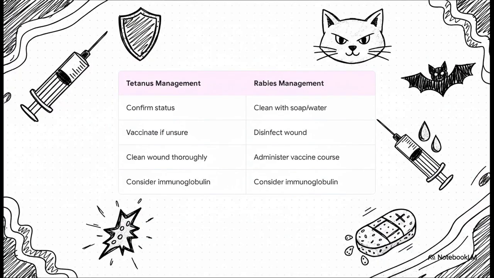Now let's compare the tetanus and rabies protocols. They're both important, but they're handled differently. For tetanus, since our patient's status is unknown, he's going to need a vaccine dose. For rabies, even though he's been vaccinated before, guidelines say he still needs a post-exposure course of 2 doses. And for both conditions, you can see that thorough wound cleaning is a top priority.